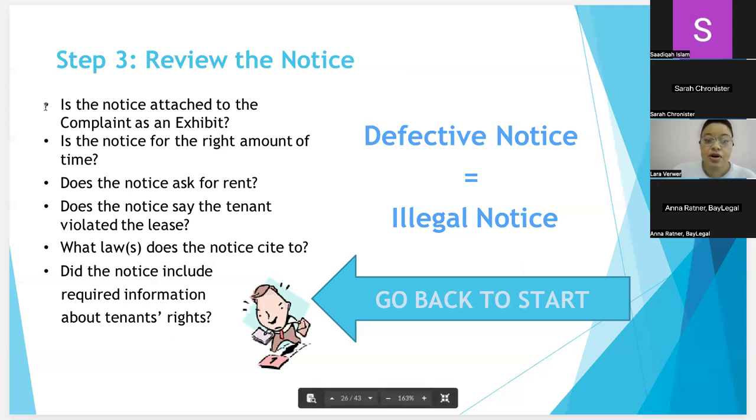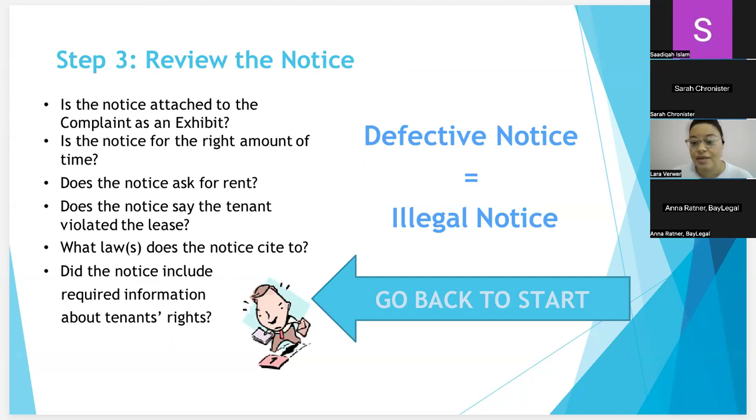So some things to look for: is the notice even attached to the complaint? If the notice isn't attached to the complaint, which is a requirement, then a tenant can file, instead of filing an answer, what's called a demurrer. Basically, it's a motion attacking the complaint because there's no notice attached. The court can allow the plaintiff to amend the complaint and include a notice, but if the landlord never amends the complaint and includes that notice, then the case should be dismissed. So step one, is there a notice? If not, that can be cause for dismissal.